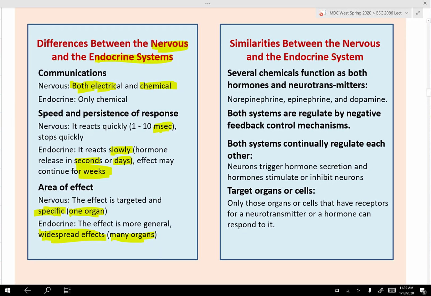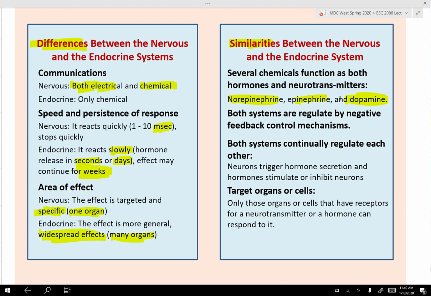So, similarities between nervous and endocrine. What are the similarities? We just did differences. Now, both hormones and neurotransmitters include things like norepinephrine, epinephrine, and dopamine. I'm going to talk about them in more detail, but I believe in a previous class I at least went over dopamine, right?